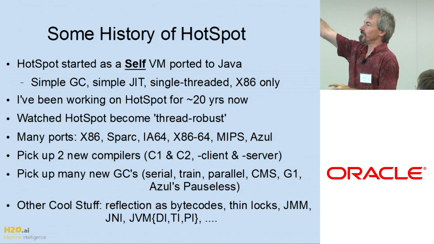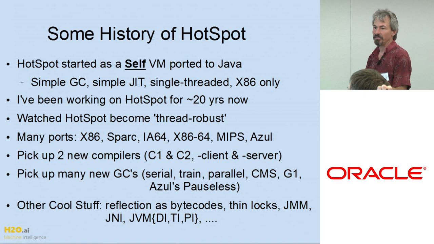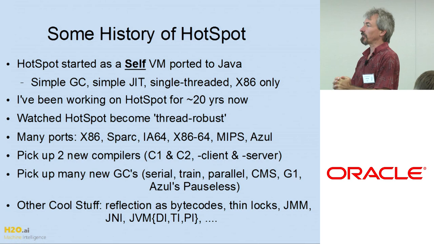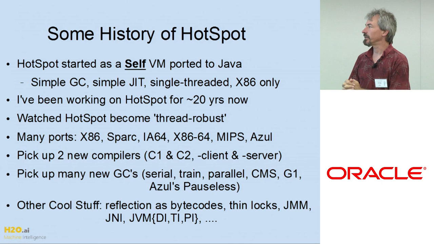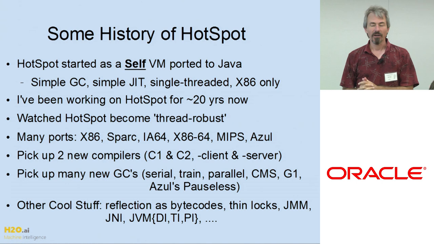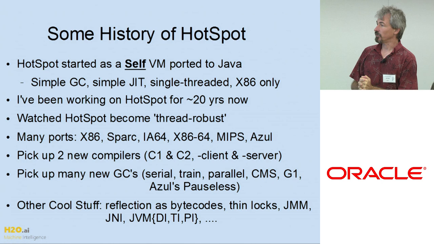So you know, some history here. Hotspot started out a long time ago as the Self VM ported to Java. And it had a serial, single-threaded, stop-the-world GC, a simple stage zero JIT, maybe if you want to call it. Single-threaded, multi-threading was a much later addition. It was x86 only. The Spark hardware team paid money for a port to Spark, was the second port, if you could call the x86 only thing a port.